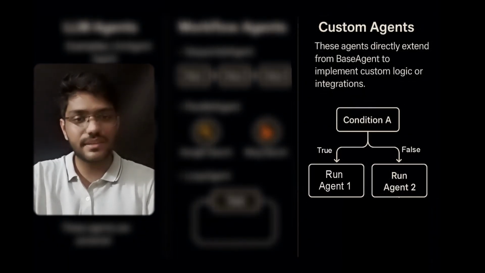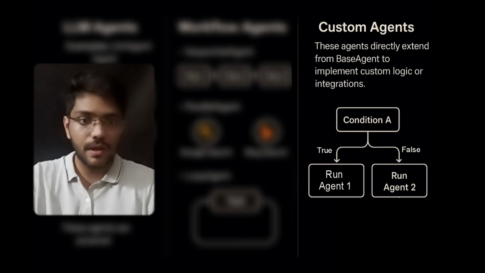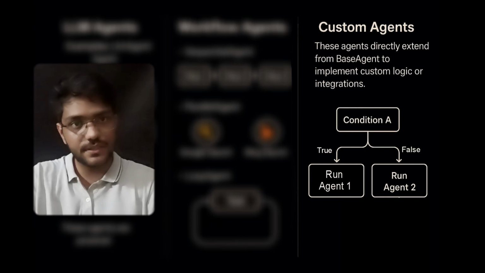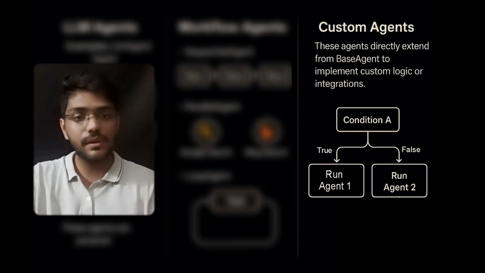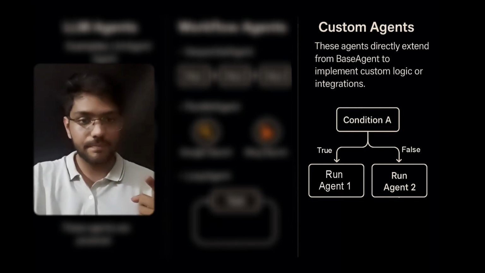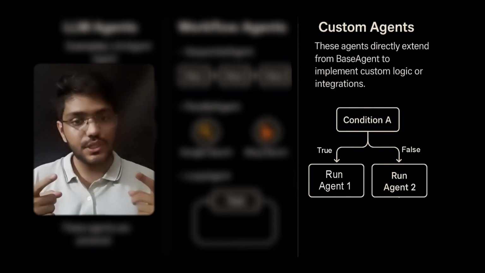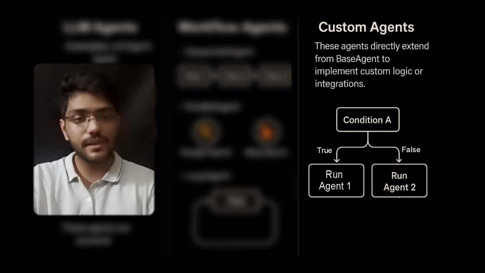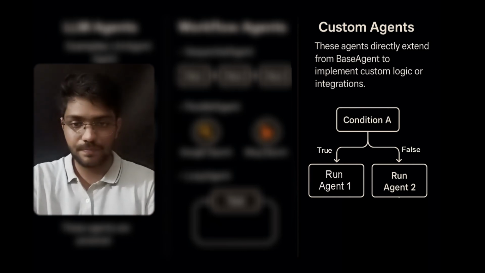These agents extend base agent directly to implement custom logic or unique integrations tailored to specific applications. For example, if condition A is met, run agent 1. If condition B is met, run agent 2. For any such specific logic, implement these custom agents.